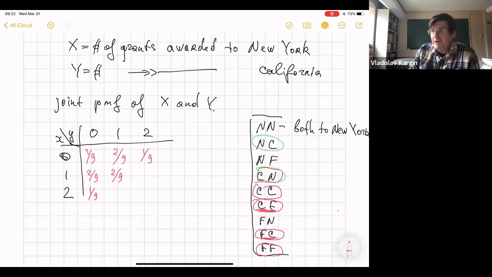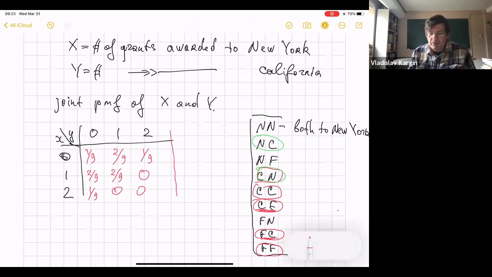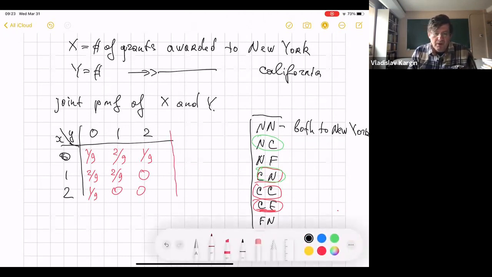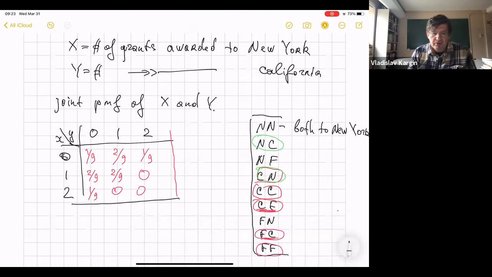And all other entries should be 0, because 2 grants to New York and 1 grant to California is clearly not possible. There are only 2 awards. So here 0, 0, and 0. And so this is a joint PMF of X and Y. And so from that we immediately can calculate the marginal PMFs. So here we'll have p_X of x.